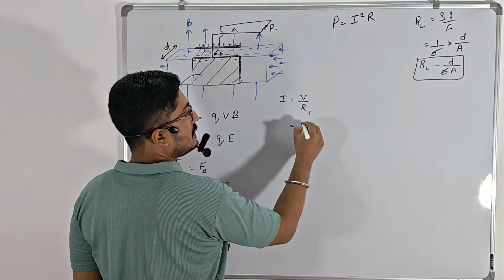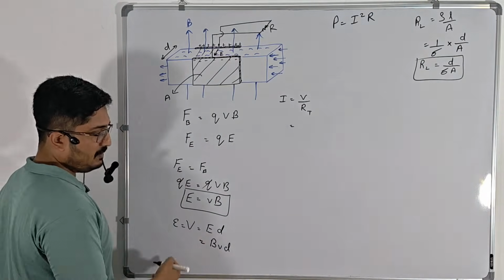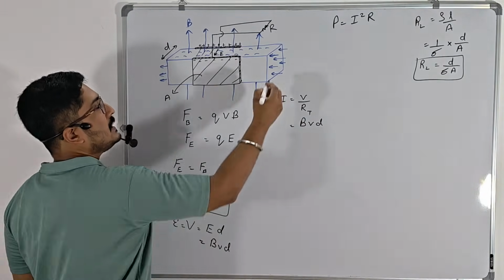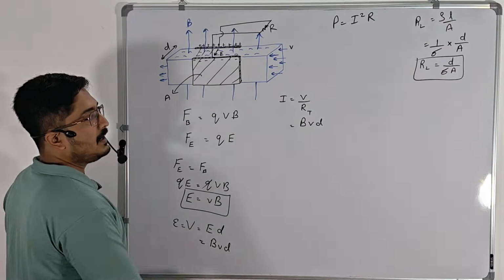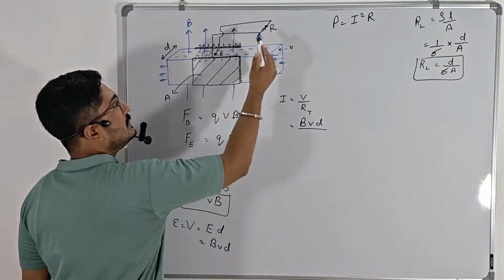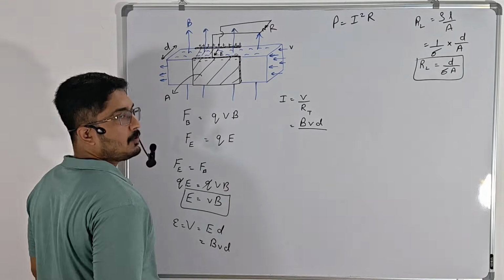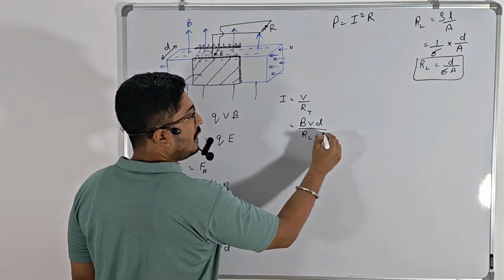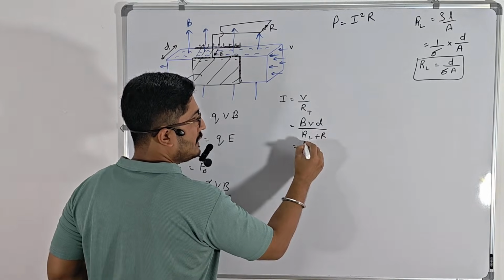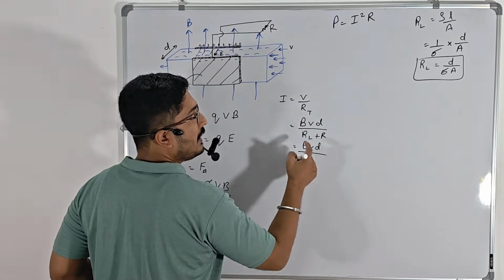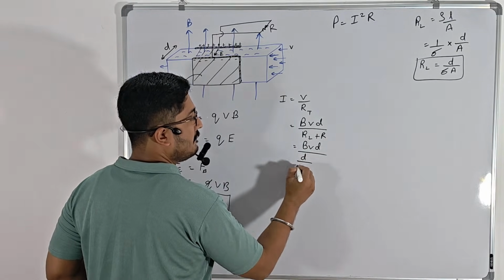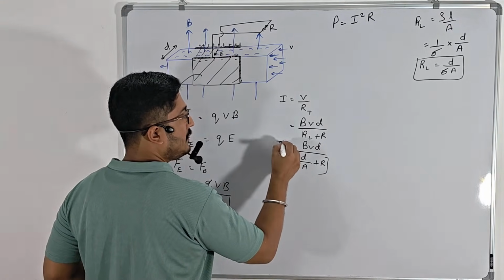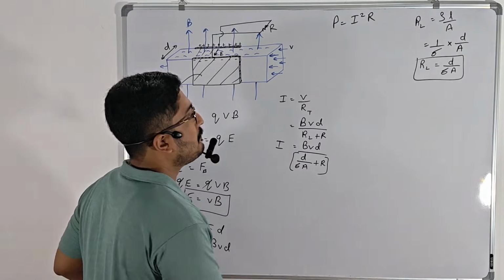The current is nothing but V, first of all. The V we got as BVD, where V is the speed or the velocity with which the liquid is moving, divided by total resistance. This resistance plus the resistance of the liquid, they're all connected in series, right? So RL plus R, that's my equation. So I'll be getting it as BVD divided by, RL is nothing but D divided by sigma A, plus R. This is my current. Once I get the current, I can find the power now.